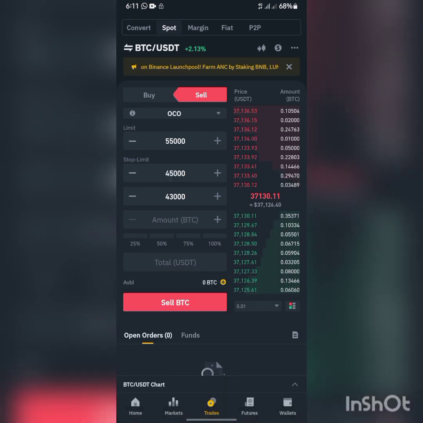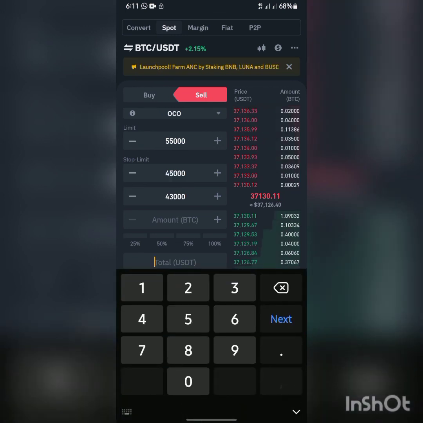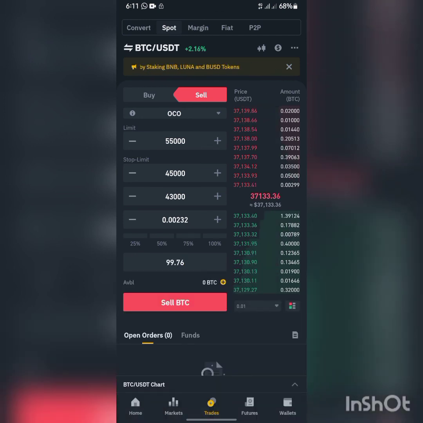Alright. Then you put your USDT. So that's just, then you sell BTC. So even if you're not with your device, Binance is going to trigger your order for you. Alright. So that is just how it works. Take time, practice, and you'll get used to it.